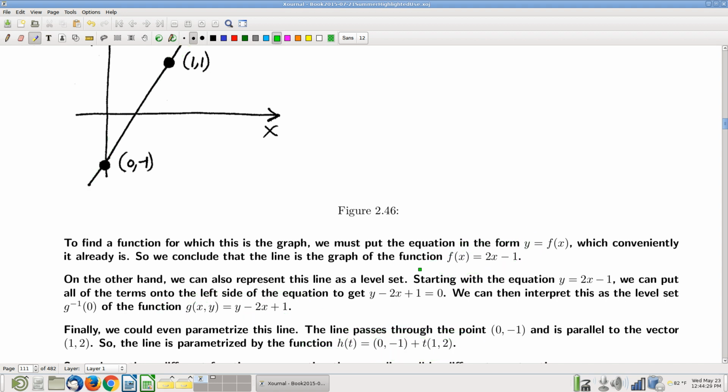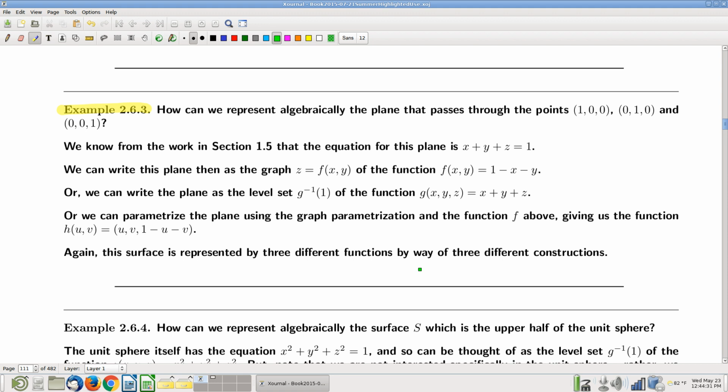Okay. Next, kind of a similar example, except now it's a plane that passes through three given points. And so, can we find a function whose graph? Can we find a function whose level set? And can we parameterize? I'm going to let you all work out the details here, but I want to point out these are the answers.